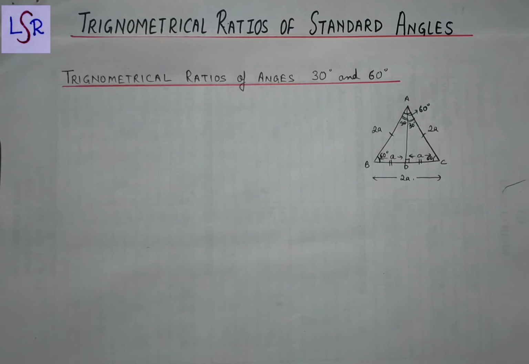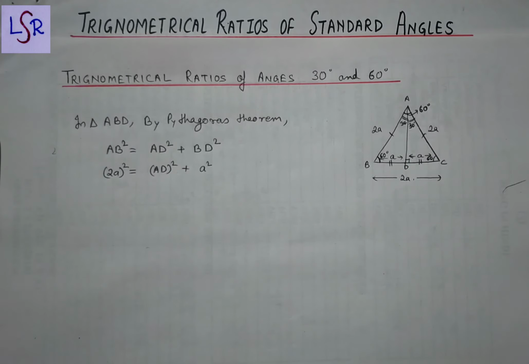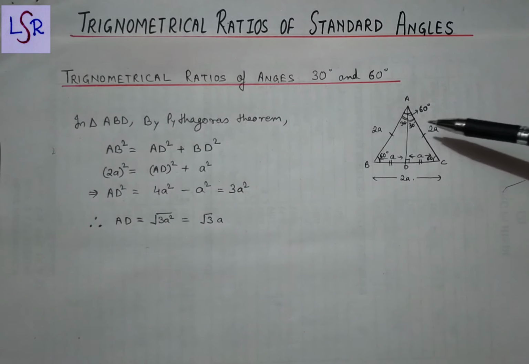Now we can find the length of the side AD with the help of Pythagoras theorem. And here we get AB square equals to AD square plus BD square, and that is further equals to 2A square equals to AD square plus A square. Now we can find the value of AD square as 3A square. Then we can take the square root on both the sides. Now on taking square root on both the sides, we get AD equals to root 3A. And here we get the value of this side AD as root 3A.